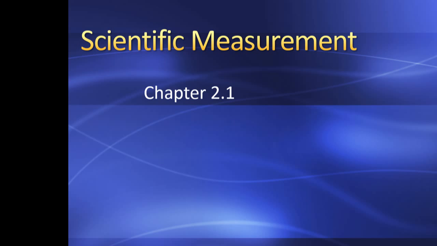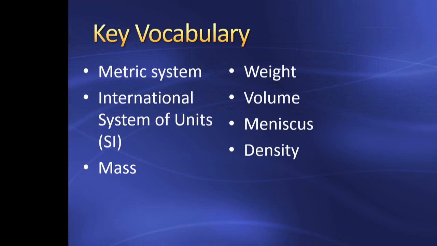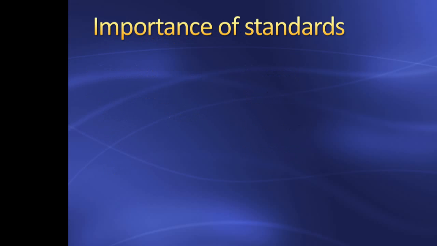Hello ladies and gentlemen, this is Scientific Measurement and correlates with chapter 2.1 in your textbook. Here's your key vocabulary: metric system, international system of units or SI, mass, weight, volume, meniscus, and density. Please make sure you pay attention to the definitions of these words as we move through.